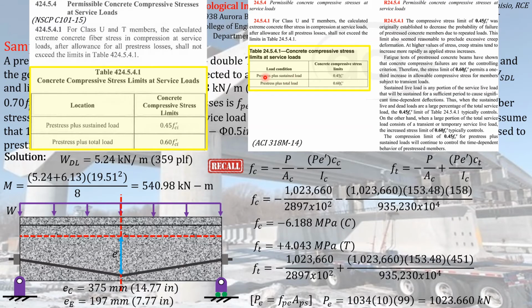Rather, we will just use this first row of the table, which is the load condition, pre-stress plus sustained load, since the concrete element just supports the sustained loads or service loads equal to the superimposed dead load and live load, together with the self-weight itself.